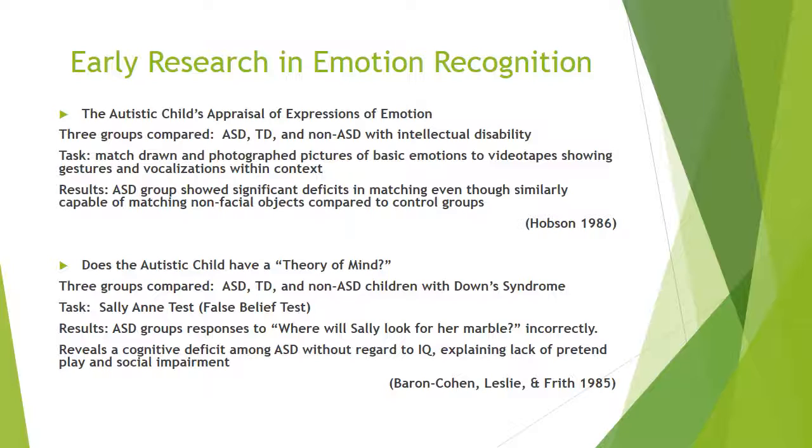Baron-Cohen, Leslie, and Frith used the famous Sally-Anne test, the false belief test, to show that typically developing children and non-ASD children with Down syndrome are able to answer correctly, where will Sally look for her marble? And the ASD group revealed a cognitive deficit without regard to IQ, and this helped explain their lack of pretend play and social impairment. So along with teaching joint attention and play skills, teaching basic emotion recognition skills fits within an EI program. These are complementary skills.